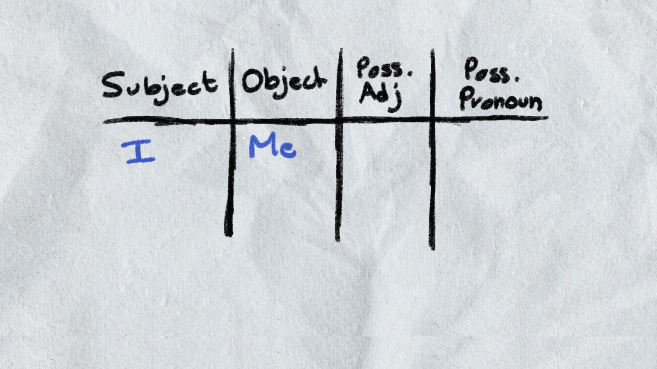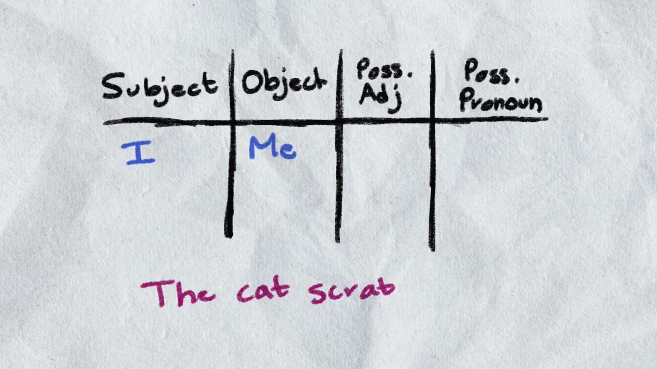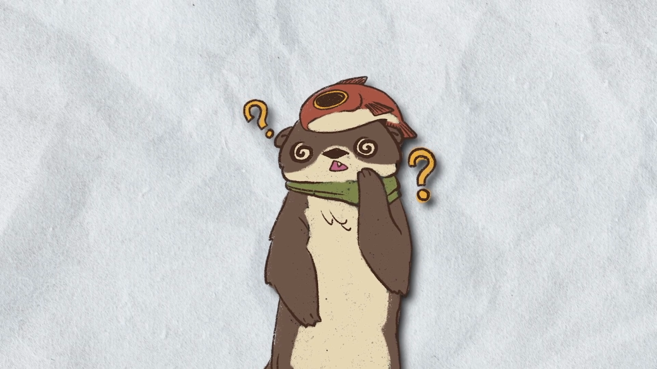We use the word me when we're the object of the sentence. For example, the cat scratched me. Here, I am the receiver of the action, so I have to use me and not I. Notice how the cat scratched I is grammatically incorrect.